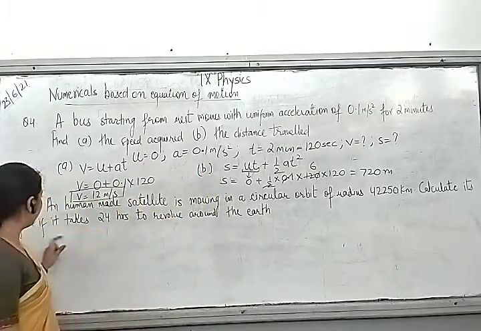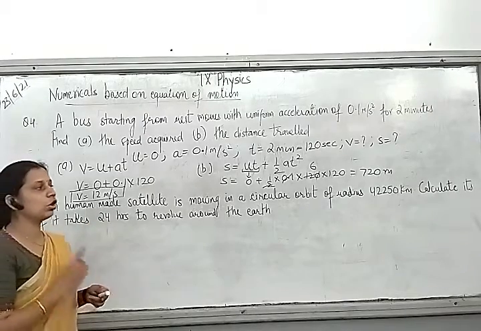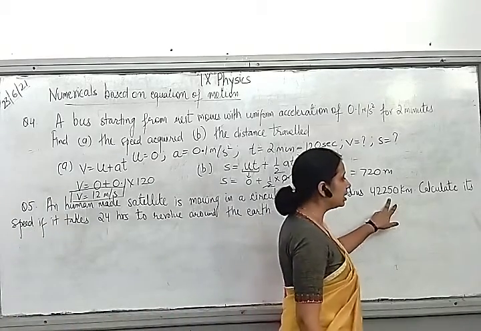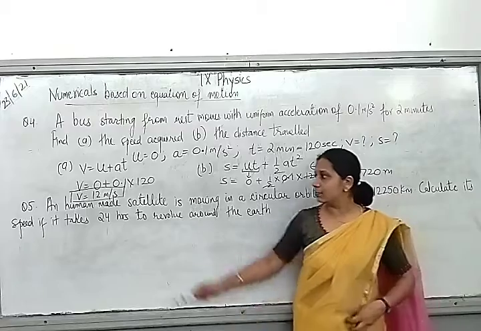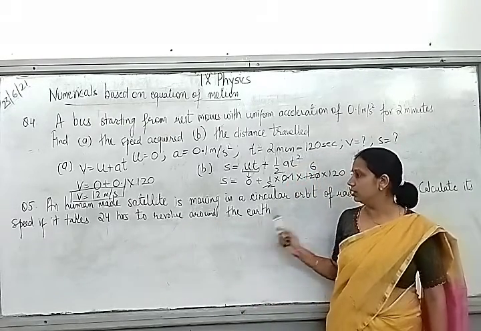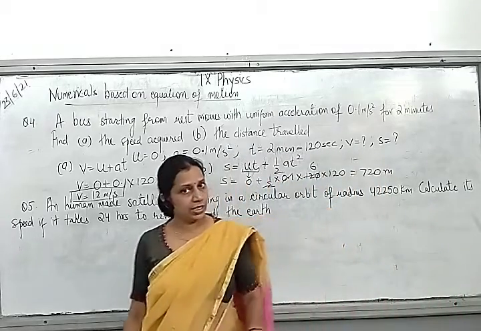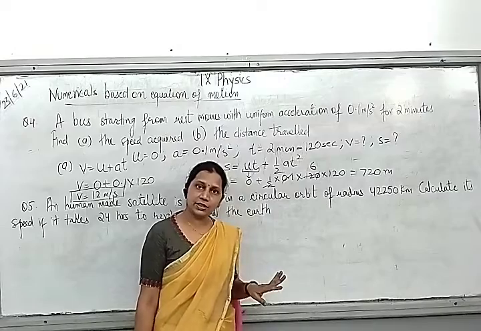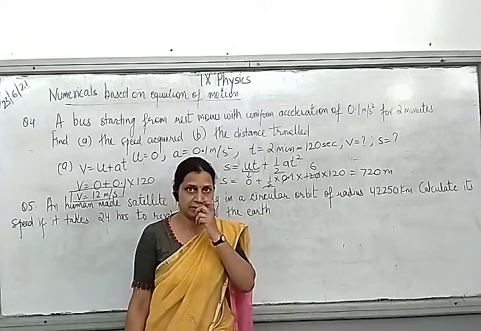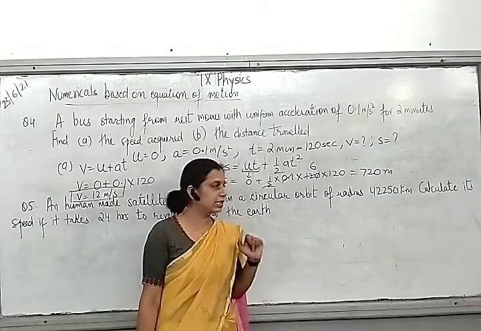Let's move to question number 6. A human-made satellite is moving in a circular orbit of radius 42,250 km. You have to calculate its speed if it takes 24 hours to revolve around the Earth. Here, if you see carefully, solution is not given. This is an example of uniform circular motion. Here you can use the simple distance formula.